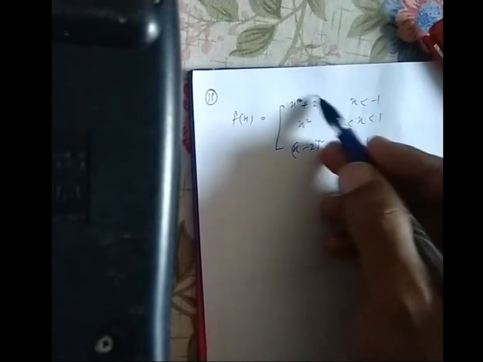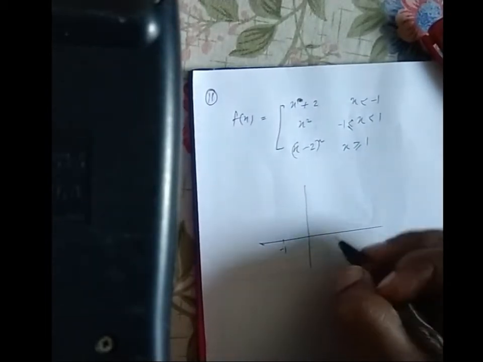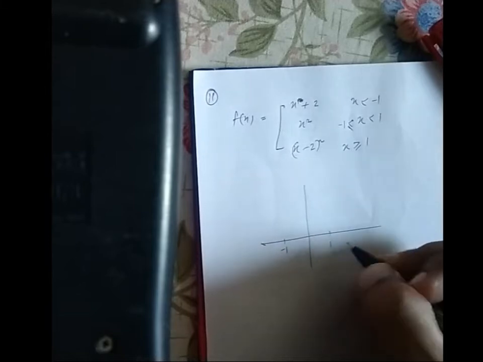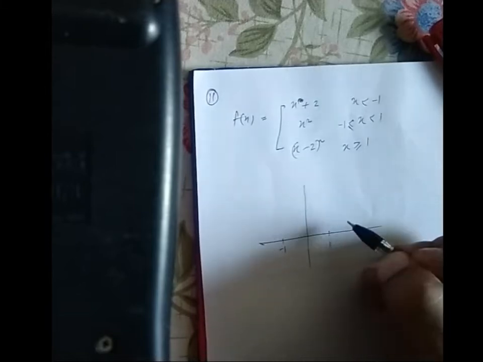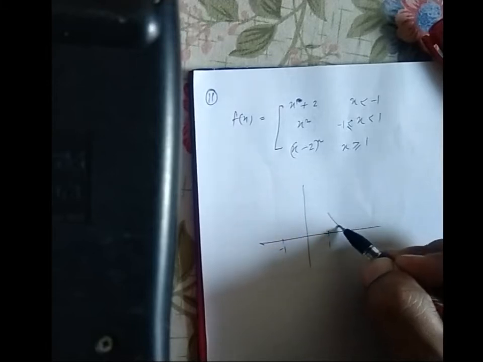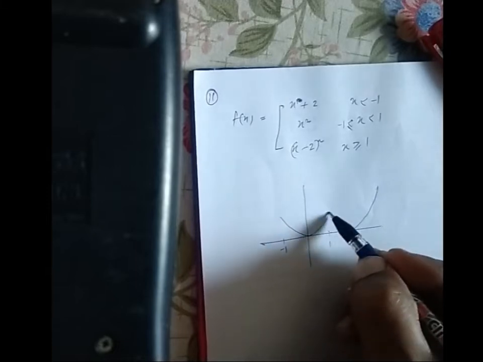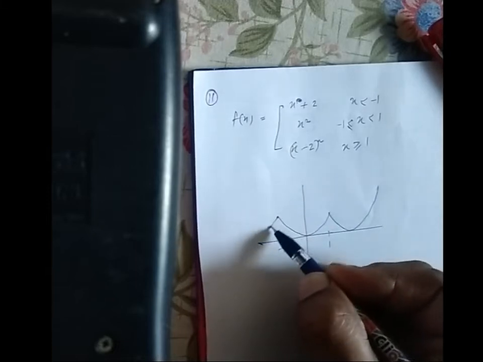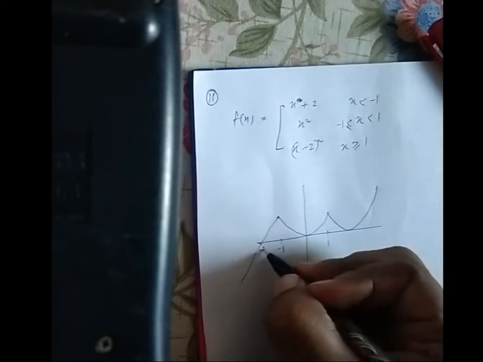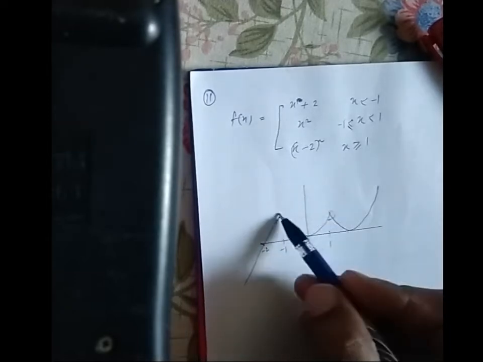Let's draw the graph. This is straight line, this is parabola and parabola. Minus 1, 1. After 1, it is going to be a parabola. Between minus 1 and 1, this is again going to be a parabola, and before that it is going to be a straight line. Okay, fine. So we can answer the options. Is continuous, correct. Is continuous but not differentiable, correct. It is not differentiable at these 2 points.